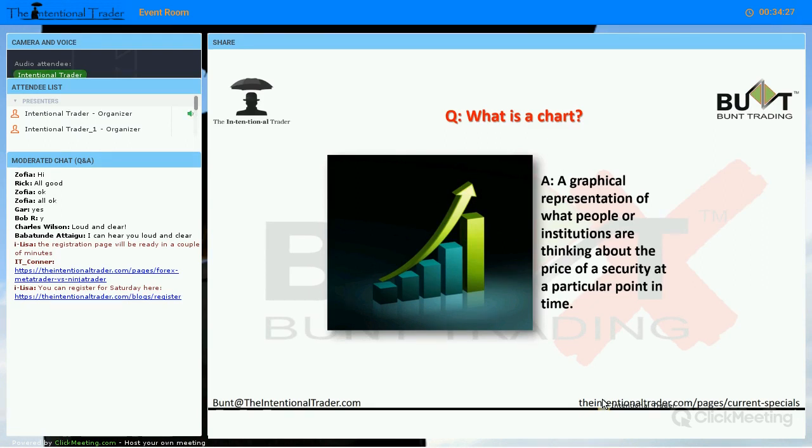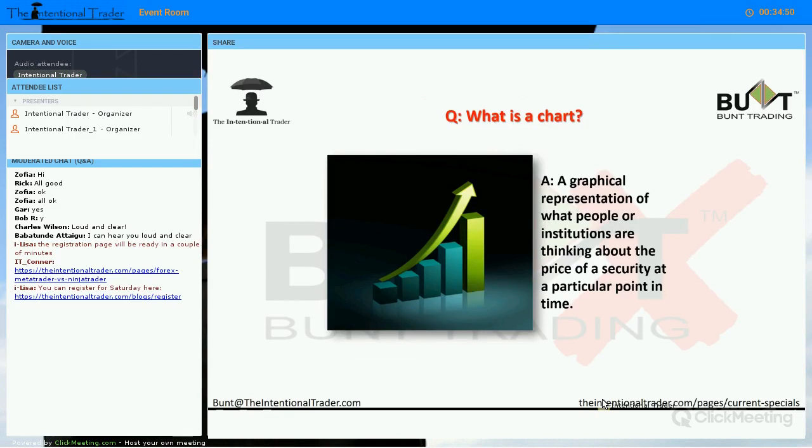A trading chart is nothing more than a graphical representation of what people and institutions think and feel about price at a particular point in time, and that's it. That's all it is. Thoughts, feelings, and emotions about price. That's it.